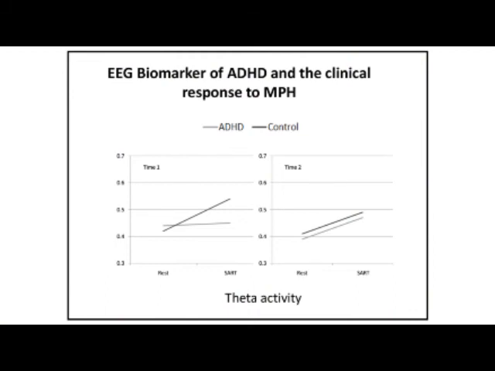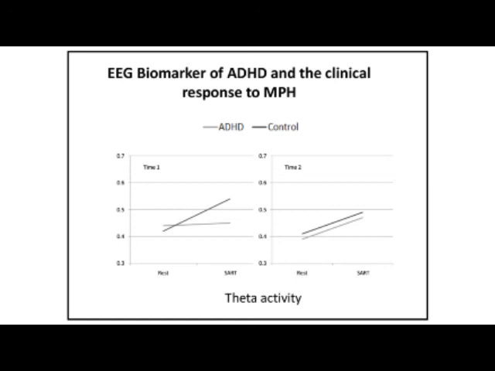But if you look at the theta activity in the ADHD group, they're not really engaging in this task properly. There's no increase in brain activity, so they're not engaging their brains. That's what normally happens in a control: fewer errors, more brain activity. Once you give them methylphenidate, it completely normalises it.